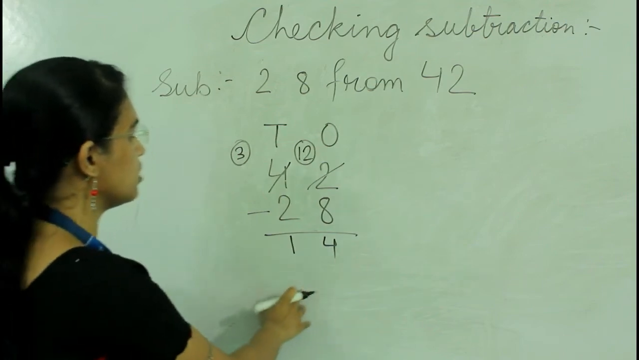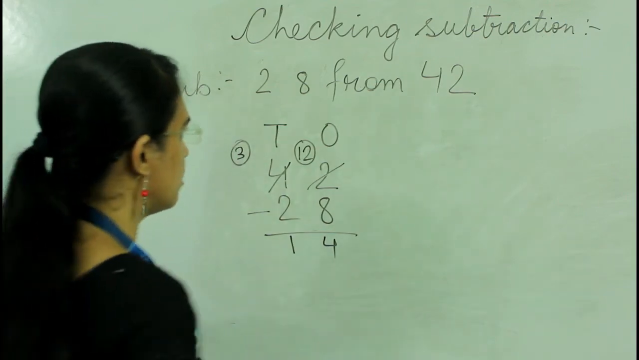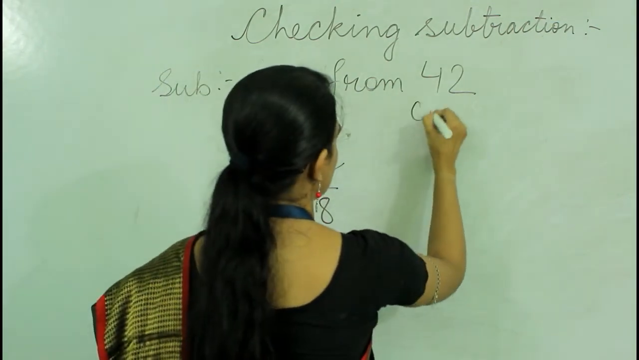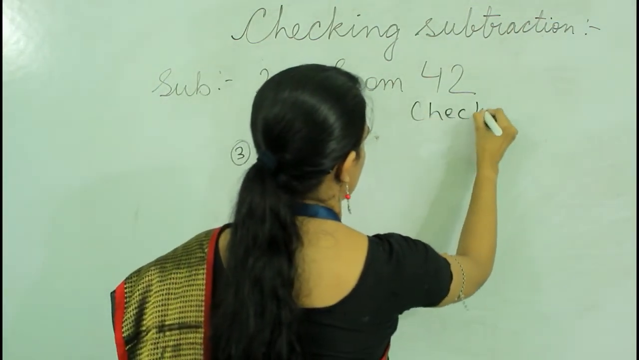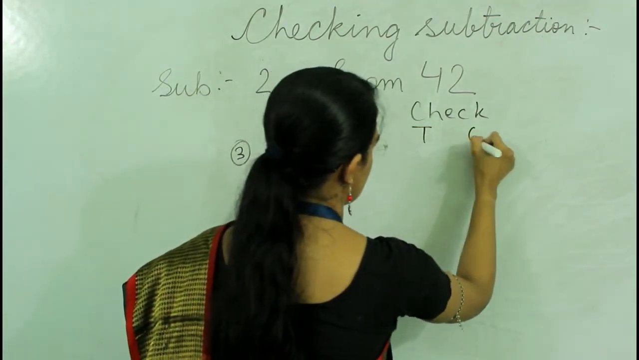Now after doing this, how will you know whether the answer is right or wrong? For that, you use this method. Write check here. Okay, then write tens, ones.